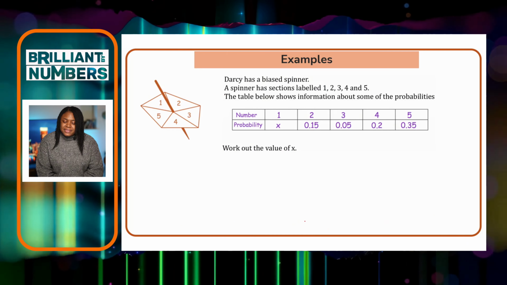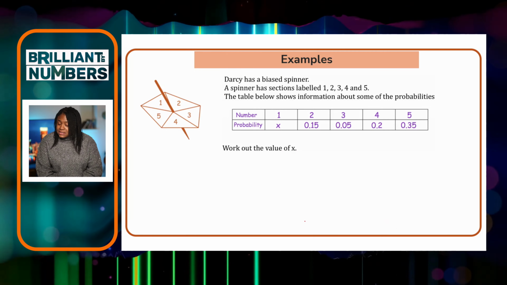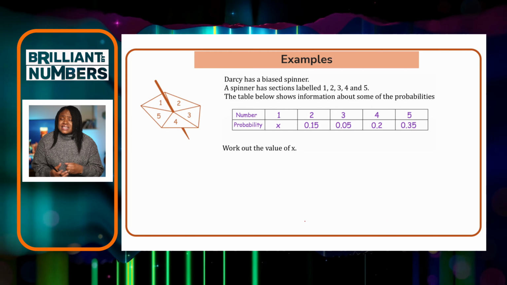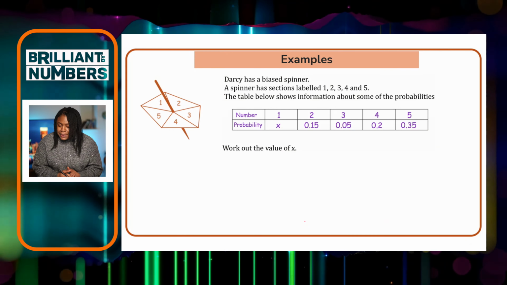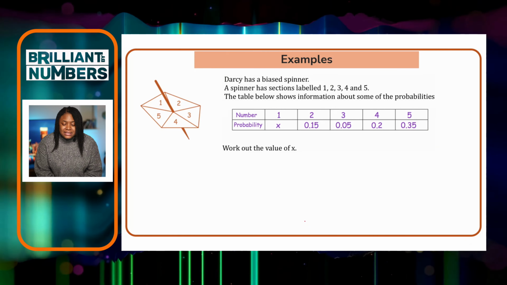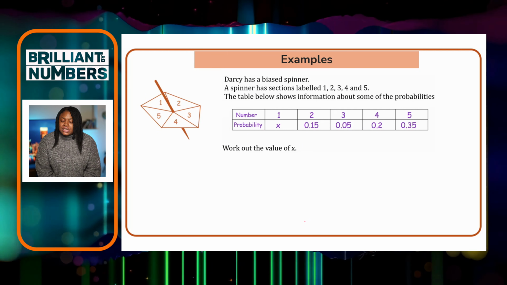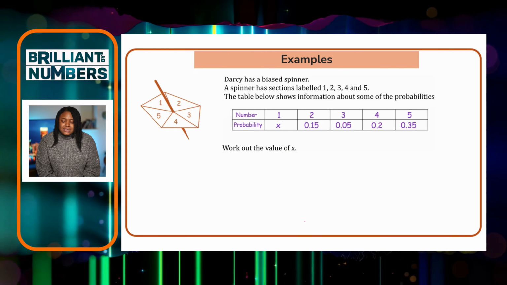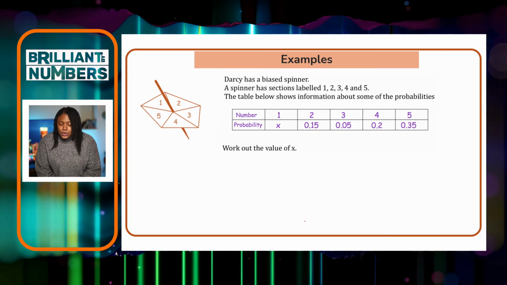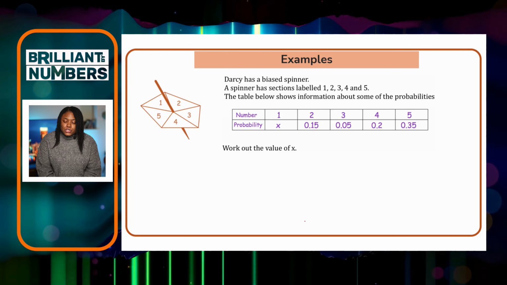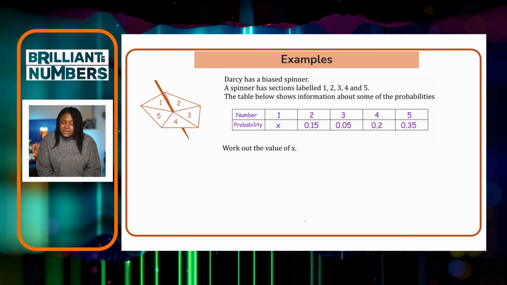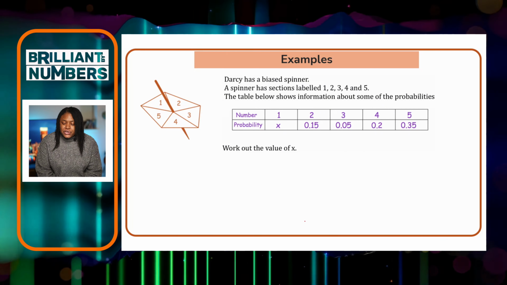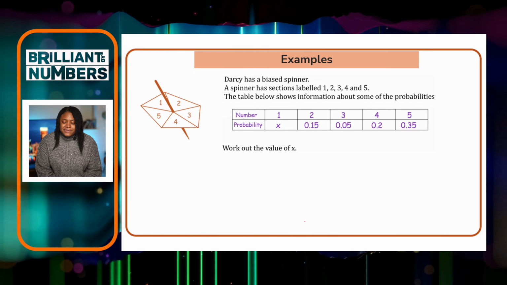We're told here that Darcy has a biased spinner. So biased means each outcome does not have the same amount of chance of happening, unlike the spinner we did. So a spinner has sections labeled 1, 2, 3, 4, and 5. We are asked to work out the value of x. We can see here that for 2 it is 0.15, 3 is 0.05, 4 is 0.2, and 5 is 0.35.